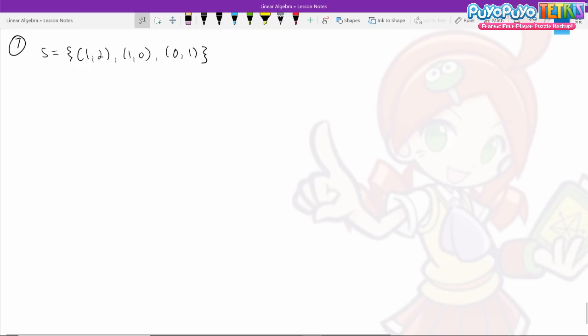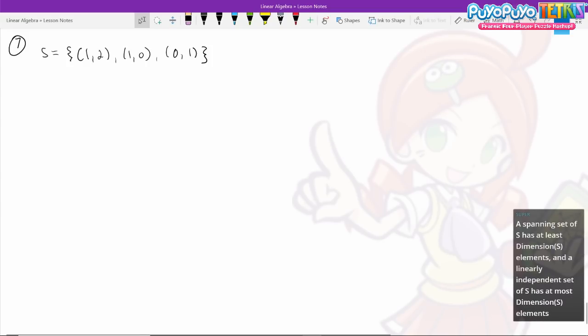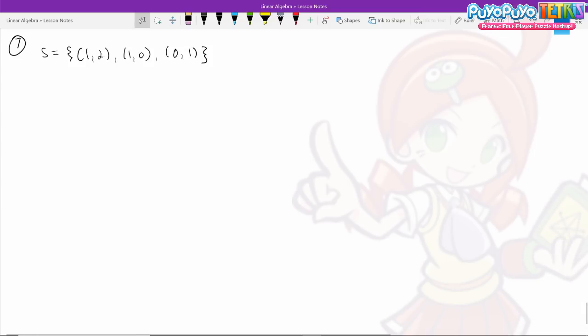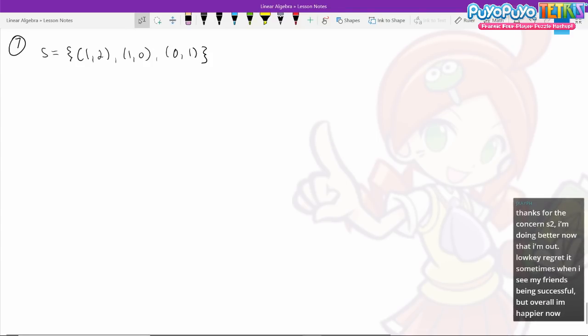Basis means the minimal spanning set. Oh, mind blown. A spanning set has at least, and the linearly independent set of S has at most. Oh. If we didn't restrict it to the minimal set, you could just throw in an infinite amount of vectors.